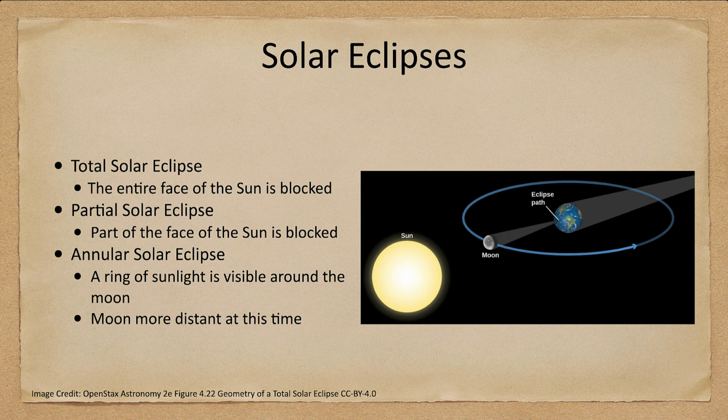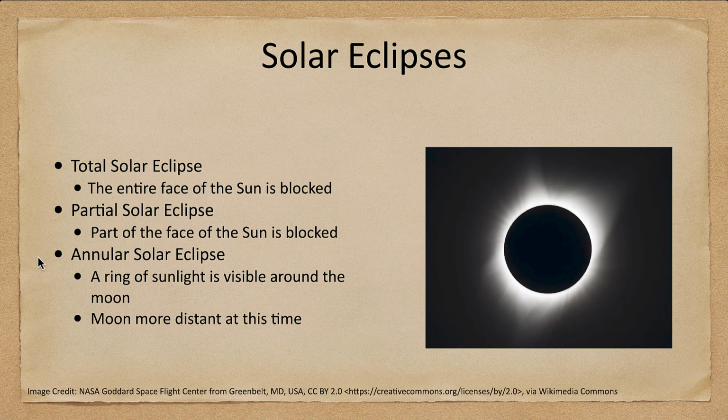Now let's look at some images of these. In a total solar eclipse, the sun is completely blocked, so we do not see the surface, but we do see the corona, or the atmosphere of the sun around it. The corona is invisible to us. It's there all the time, but we can only see it when the rest of the sun is blocked because it is so much fainter.